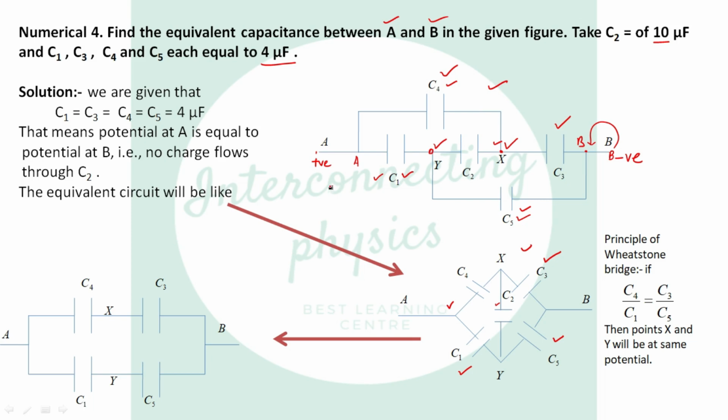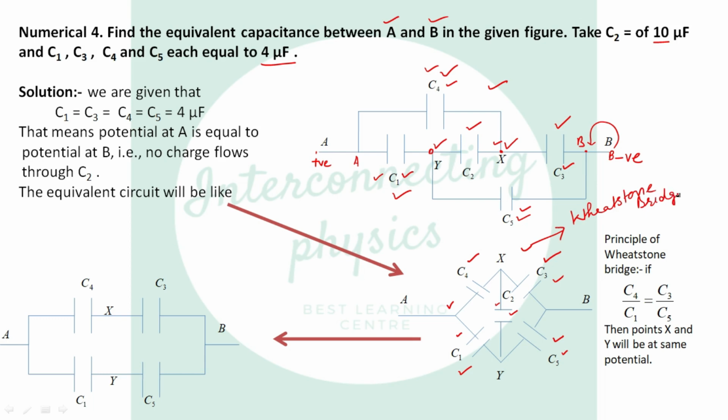Again, from A to X capacitor C4 is here, from A to Y capacitor C1 is here, from X to Y capacitor C2 is here, from X to B capacitor C3 is here and from Y to B capacitor C5 is here. Now this is called a Wheatstone bridge. These types of diagrams we generally call a Wheatstone bridge.